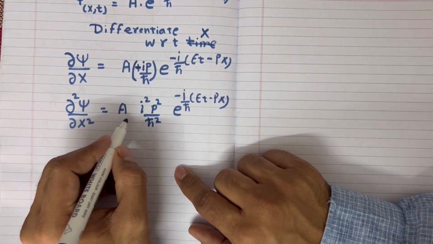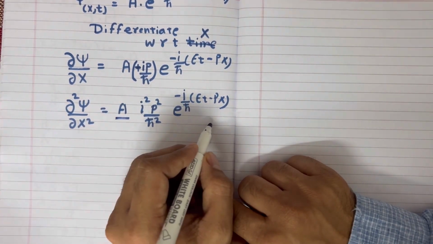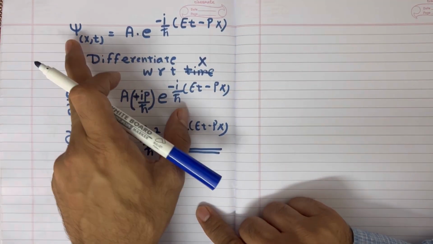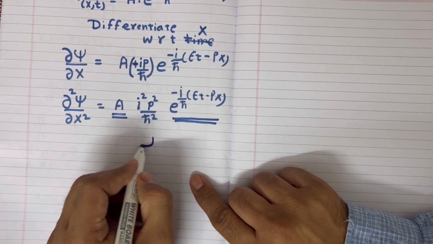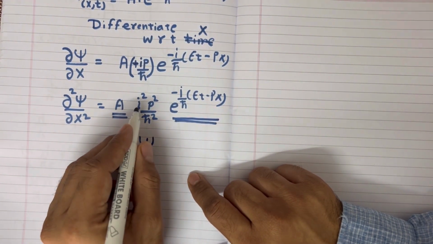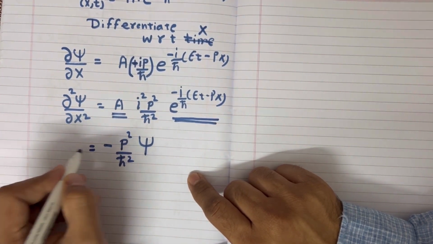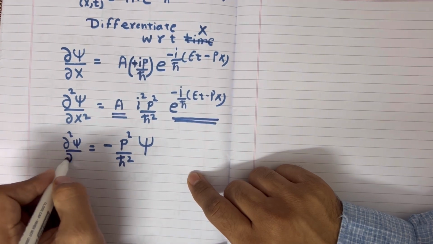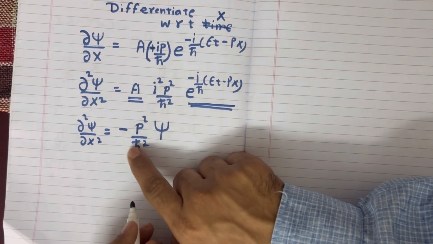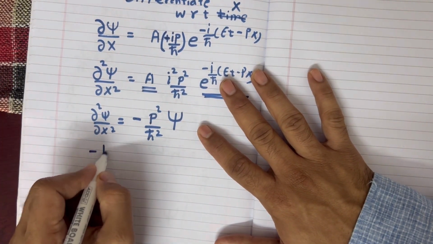Now over here, see this A and this part. Look at the underlined part. It is the same as the wave function psi. I square would be minus 1. So we write i square as minus 1. P square by h stroke square equals this one. Now this negative sign and h stroke square, let's pass to the other side. So we can write this way.